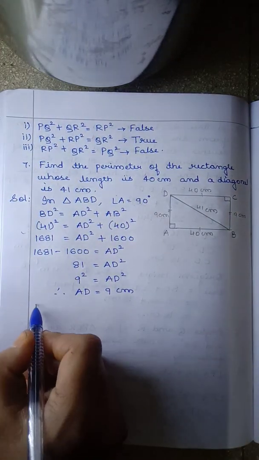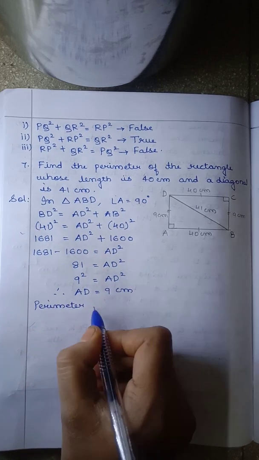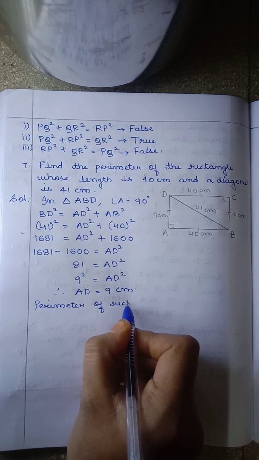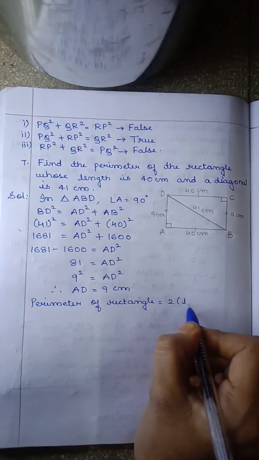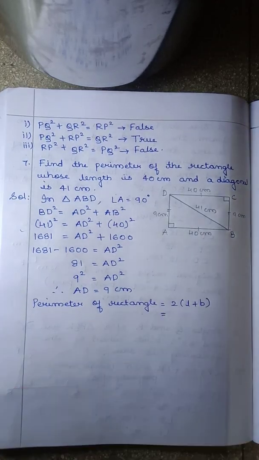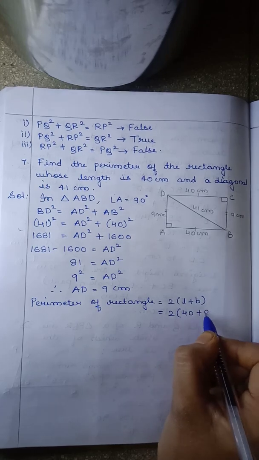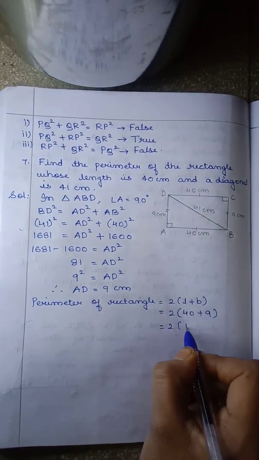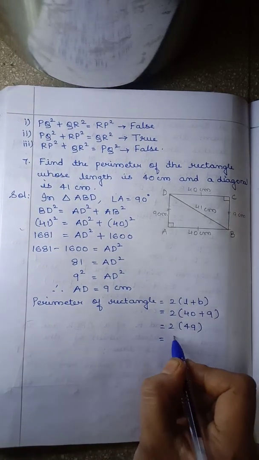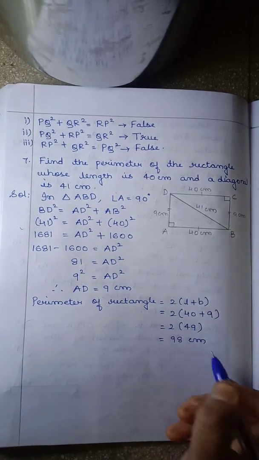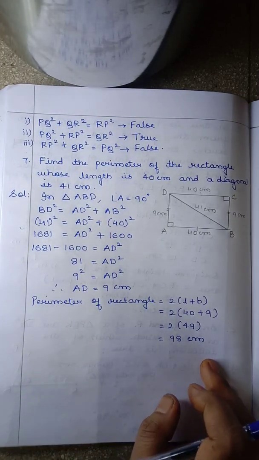Now find the perimeter. So you can write the perimeter of the rectangle formula or add all the four sides. Perimeter of rectangle is equal to 2 into (L plus B). That is equal to 2 into (length is 40 plus breadth is 9). That is 2 into 49. So if you multiply, you will get 98 centimeter perimeter. So this is the perimeter of the rectangle, children.